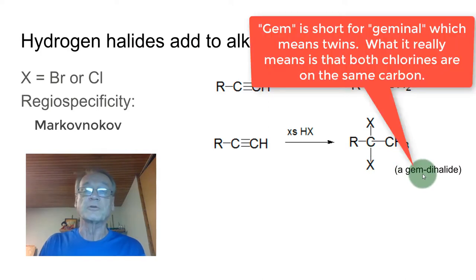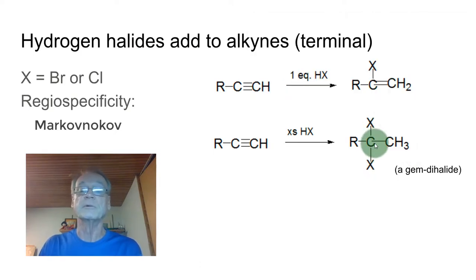By the way, gem is short for geminal, which means twins, and it's because these two halogens are just like twins. They're exactly the same as each other on the same carbon. Notice when we have the second equivalent of HX, it's also Markovnikov. So the first hydrogen added on here to become CH2, the second hydrogen also added on here to become CH3, the first halogen added on there to become CX, the second halogen also added on there to become two halogens.